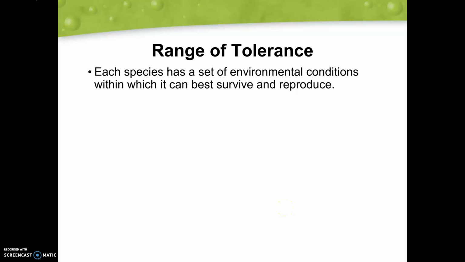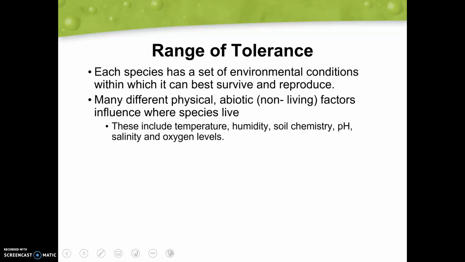Hi everyone, we're going to continue here with population ecology, talking about our range of tolerance. So remember that each species has a set of environmental conditions in which their best survival and reproduction happen. But with that, there is an idea that all of these things coming together influence where that species is going to live. So those physical and abiotic factors: temperature, humidity, soil chemistry, pH, salinity, and oxygen levels.